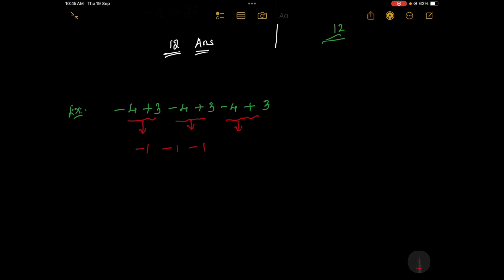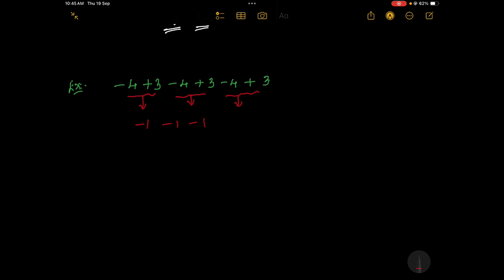What is minus 4 plus 3? We get minus 1. All the numbers are negative now. Just add it and retain the minus sign. Minus 1, minus 1, minus 1, we get minus 3. So minus 3 is the answer. Next one.